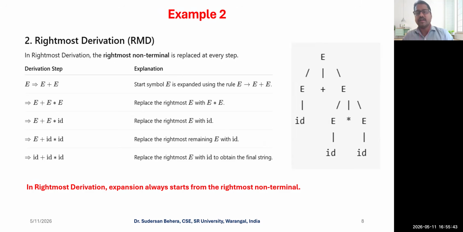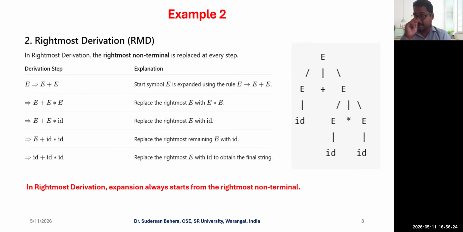The same thing is depicted in the diagram also. First we started from E; E derives E plus E. Then the rightmost E got expanded as E into E, and the last E got replaced with ID. Then the middle E got replaced with ID, and finally the first E got replaced with ID. If you see the trees, both the trees look alike and generate the same string. Understood? This is called the rightmost derivation.